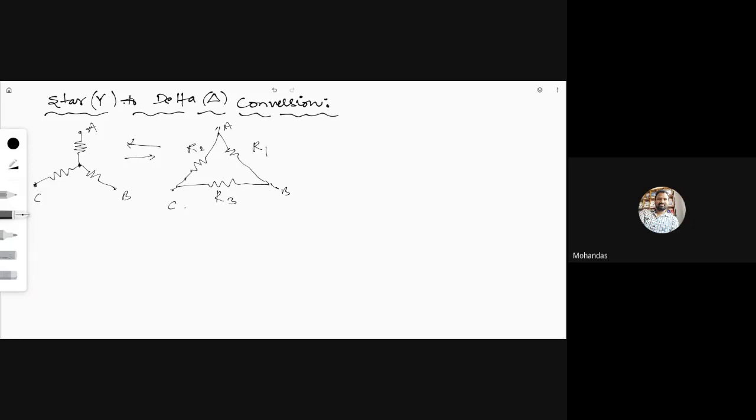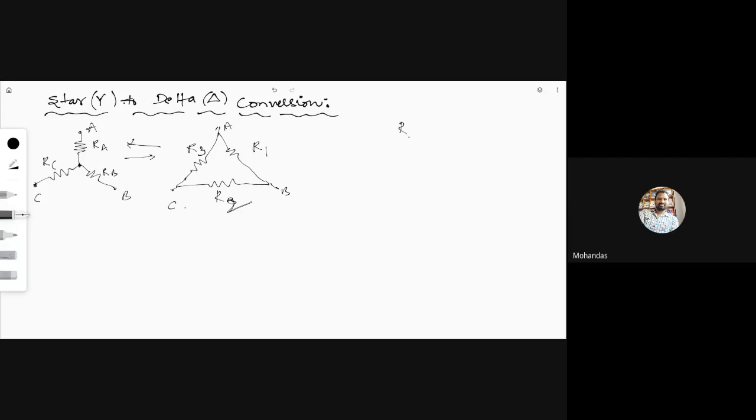So delta to star means if the R1, R2, R3 are given, the unknown values are, let us say, RA, RB, and RC. Okay. Now we have the formulas for this delta to star. What are the formulas here? Once you know R1, R2, R3, I think this is R2, this is R3. Then what will be the RA?